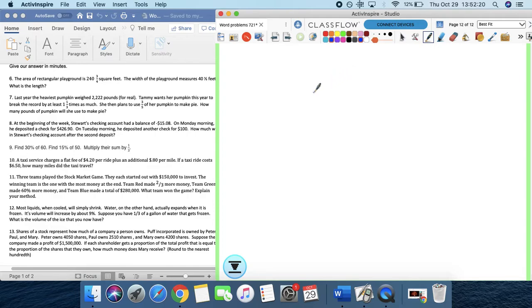A taxi service charges a flat fee of $4.20 per ride plus an additional 80 cents per mile. If a taxi ride costs $6.50, how many miles did the taxi drive? How many miles did the taxi travel? All right, so just to get in the taxi and just sit in the taxi, they're going to charge you $4.20 and then 80 cents per mile. Well, so the total was $6.50, right? That was the total. Let's subtract the flat fee. Flat fee is a fee that all cabs charge just for you getting in. It's not $4.20, but let's just assume.